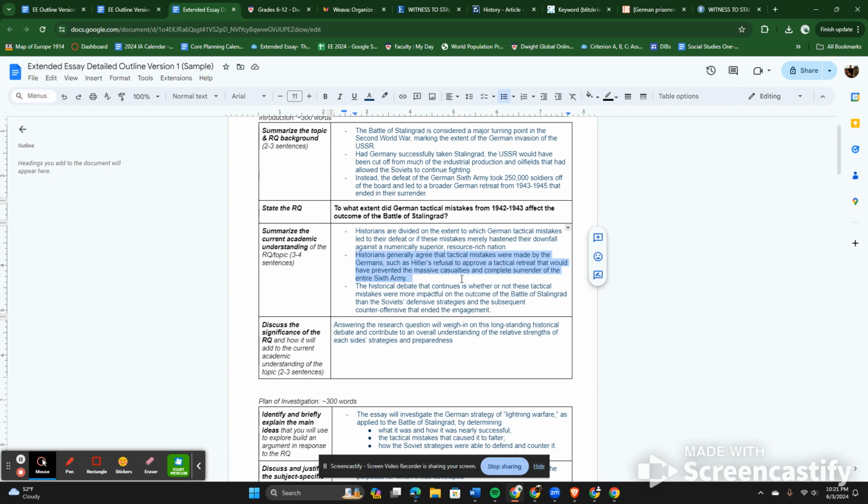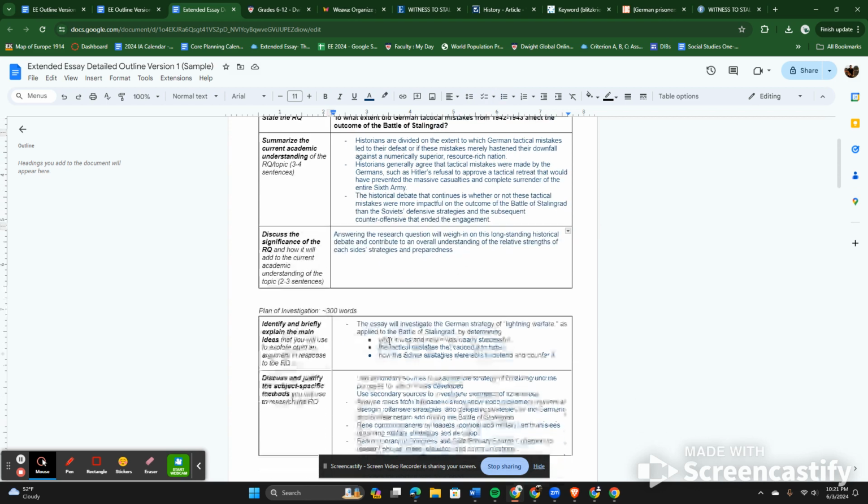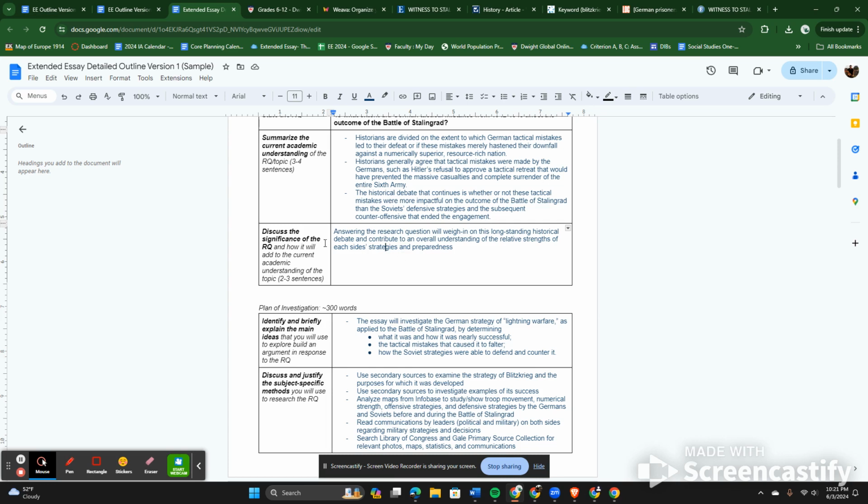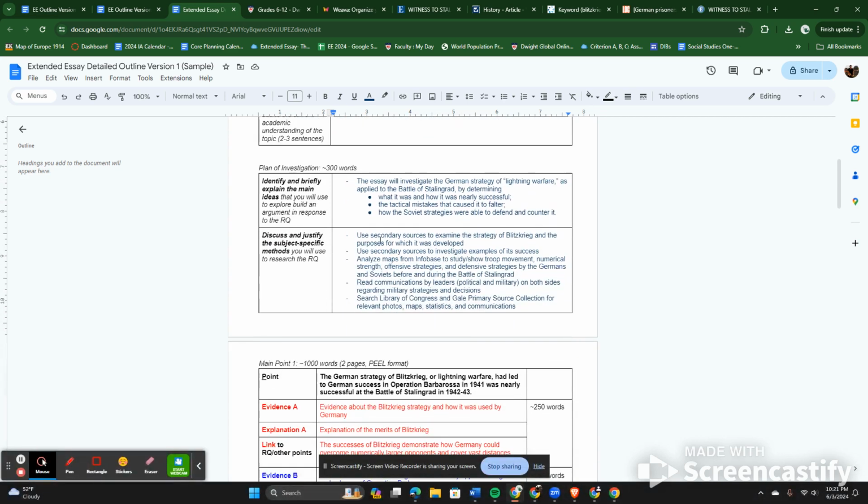The controversy is about, and the debate is about, whether or not this led to the outcome of a Soviet victory in this one battle. So the historical debate that continues is whether or not these mistakes were more impactful than the Soviets' defensive strategies and subsequent counteroffensive. And then I go on and I discuss why this is significant, how weighing in on this will be helpful.